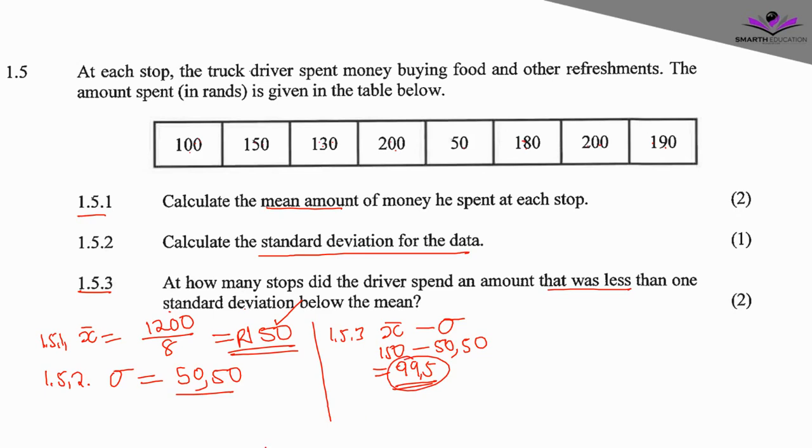Which amount is that? 100 is above, 150 is above that, 130 is above that. So we have 50, which is below that. So we have only one stop where he used an amount less than 1 standard deviation below the mean. If you say 1 standard deviation above the mean, then you say mean plus standard deviation.